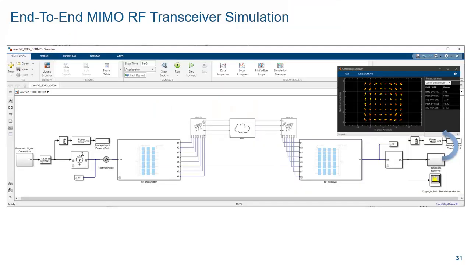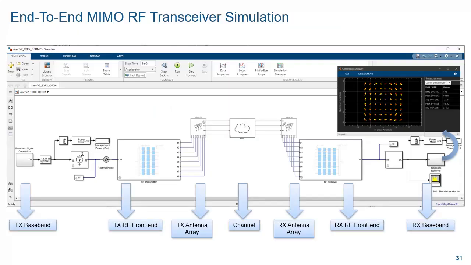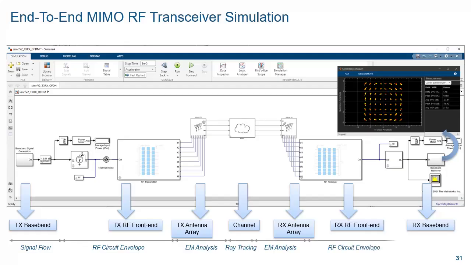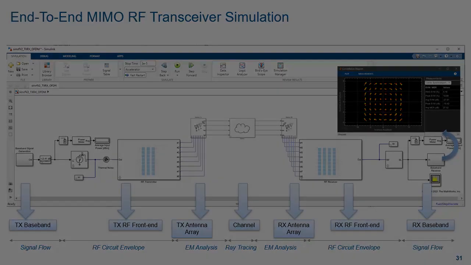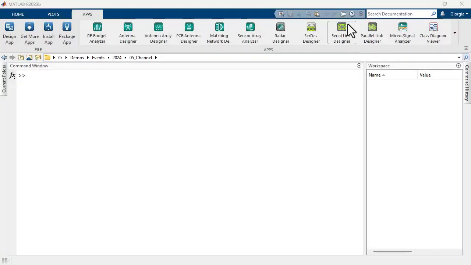So when we use a channel together with our transceiver, we can really perform an end-to-end simulation spanning multiple domains, from the signal flow to circuit envelope multi-carrier simulation for the RF front end, to EM analysis for the antenna arrays, to ray tracing for the channel itself.